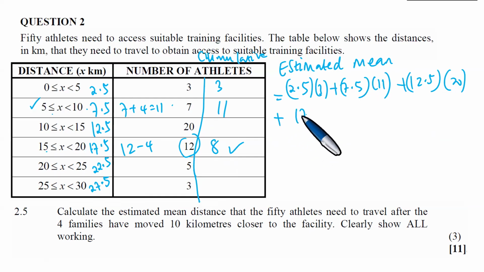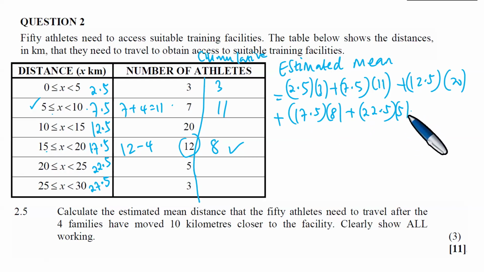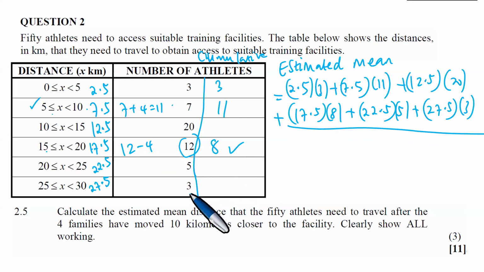17.5, 8. 22.5, 5. 27.5, 3. Okay, so you add all of them and then divide by what? You divide by the total. Even if the athletes move around, we know very well that they still remain 50 of those athletes.